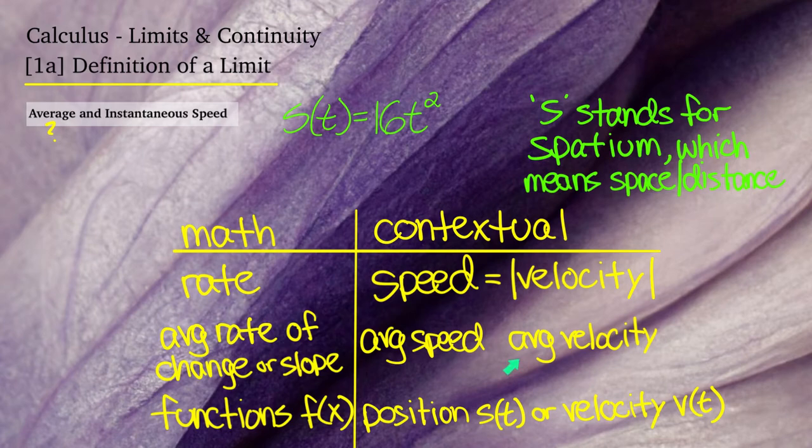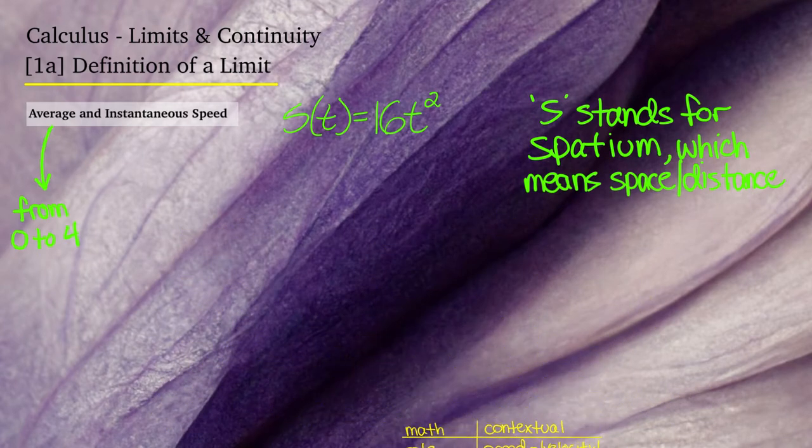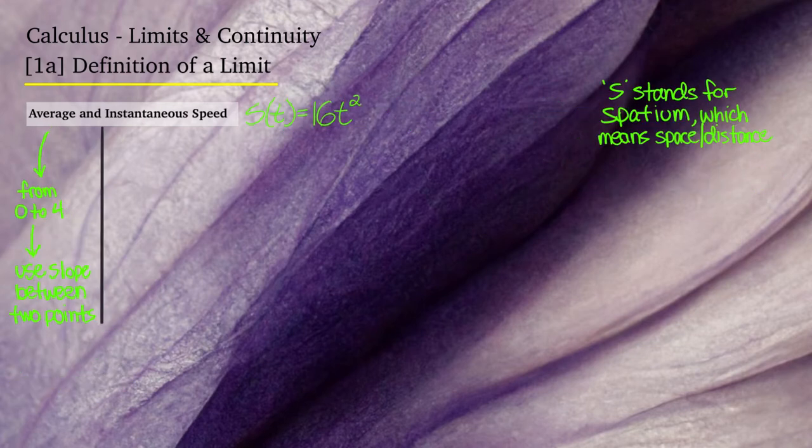and average velocity. If I wanted you to calculate the average speed from time equals 0 to time equals 4 of this position function, then you would use the slope between 2 points. If you like, you could find those 2 points and the slope in between those 2 points. Our focus together, however, is how to calculate instantaneous speed at 1 point.